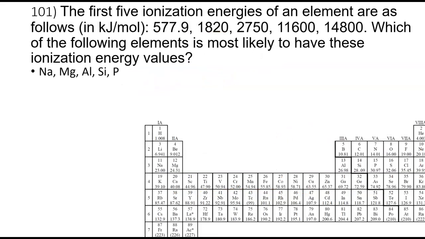Okay, these ones are fun. There's a couple different ways you can do these ionization energies. Here's the choices. This is a multiple choice, and these are the choices they gave us. So Na, Mg, Al, Si.